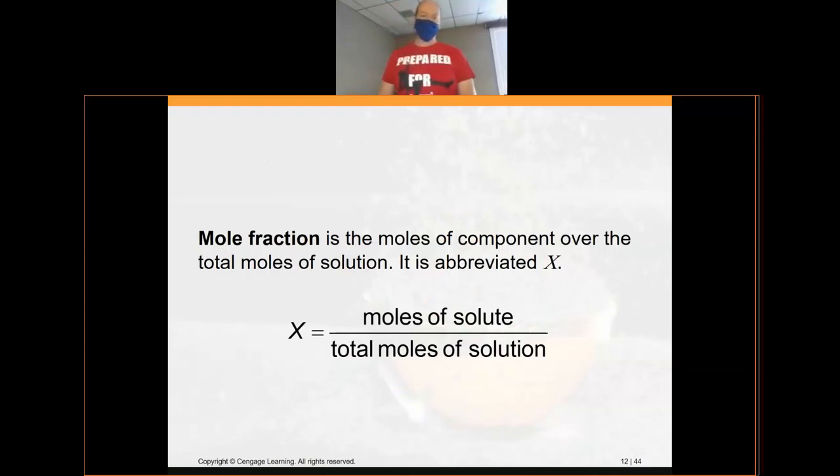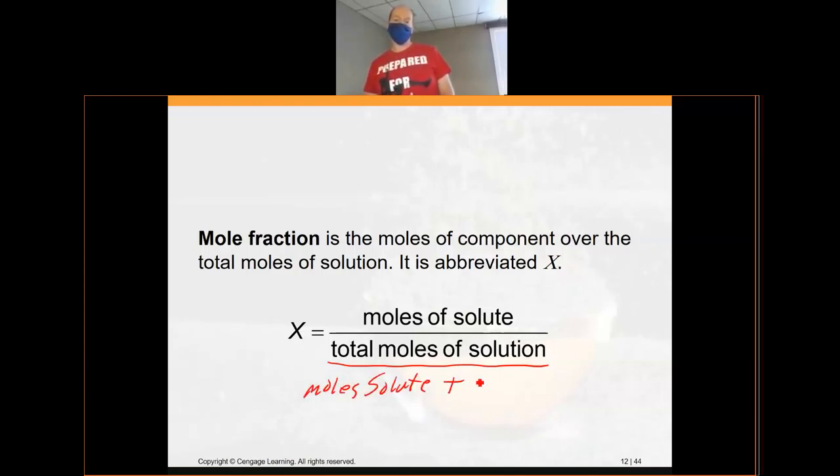All right, mole fraction. You're going to take moles of solute, divide by total moles of solution. The only way to get total moles of solution is moles of solute plus moles of solvent. That is how you get moles of solution. You have to add moles of solute to your moles of solvent. All right, and so X, this is more of a fancy chi, not really an X, it is a chi.